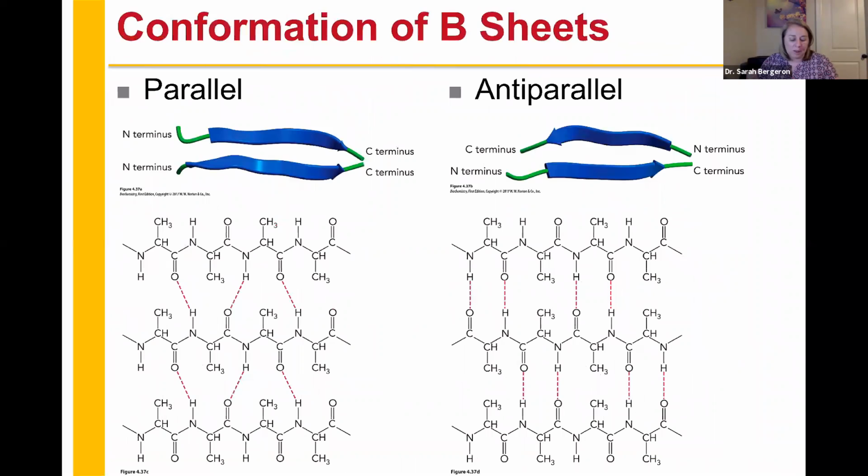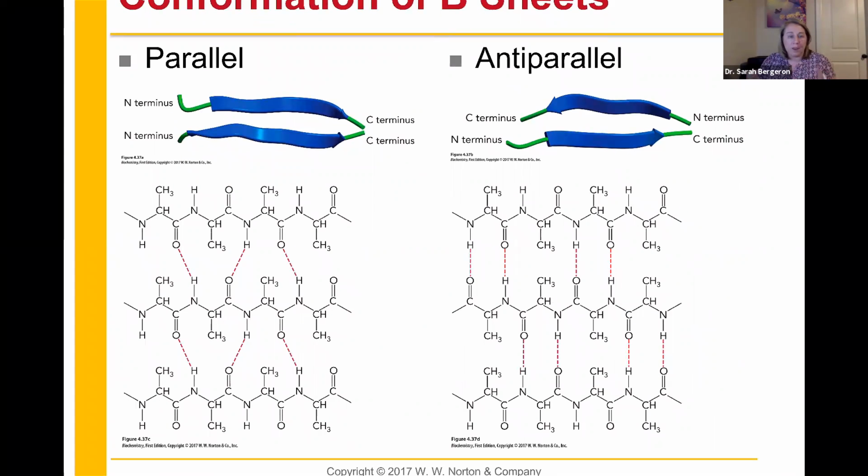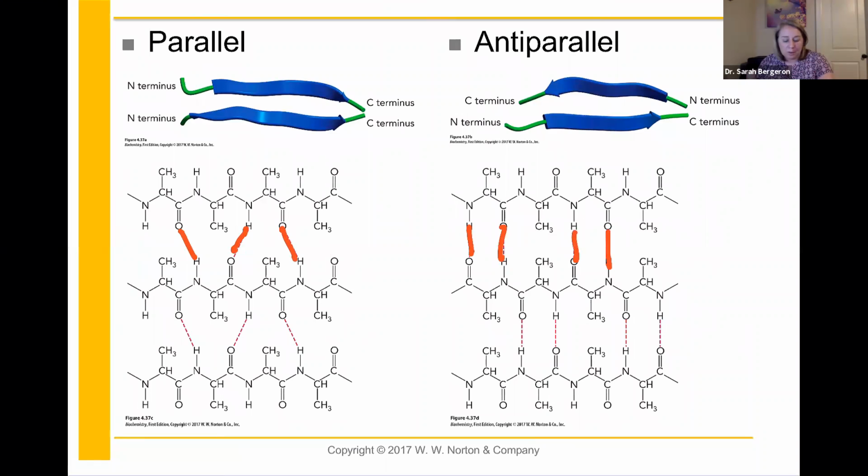So when we look at this, if you were just looking at it, what do you notice about the hydrogen bonding? Over the same amount of space, here I have 1, 2, 3 hydrogen bonds. Here I have 1, 2, 3, 4. So the hydrogen bonding arrangement in an anti-parallel is more stable. So anti-parallel is more stable, right? And so what ends up happening is that anti-parallel becomes more common. You see it in more proteins. But you do see parallel, just not nearly as often.